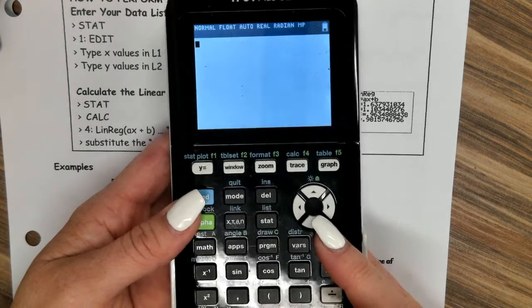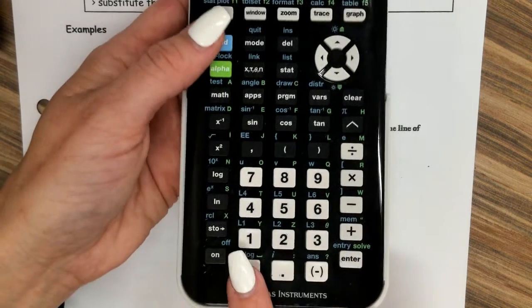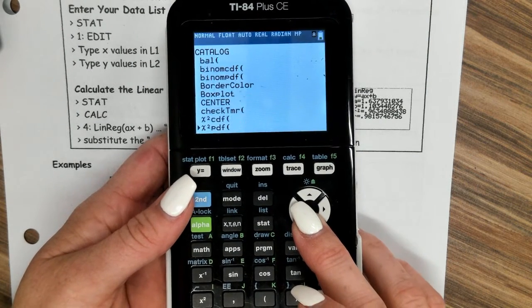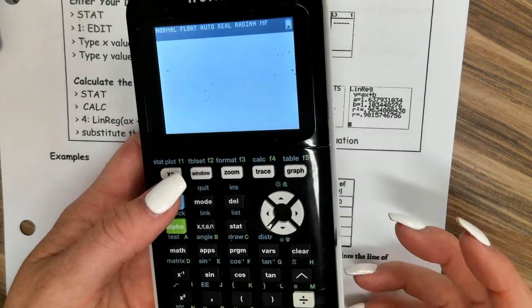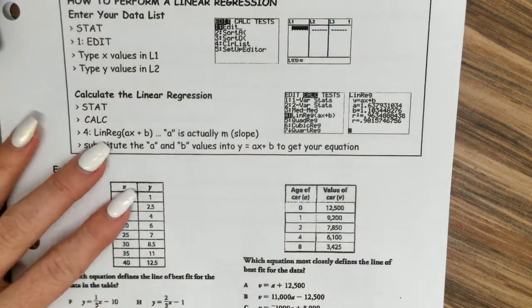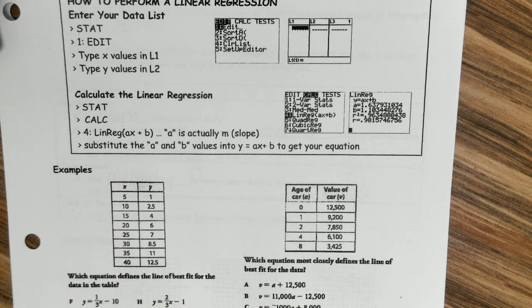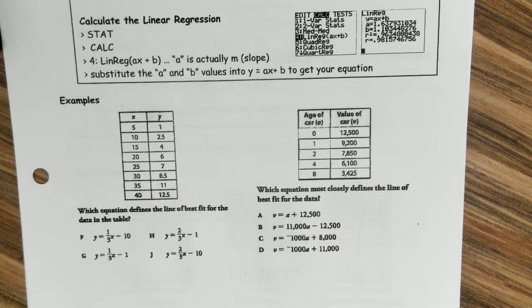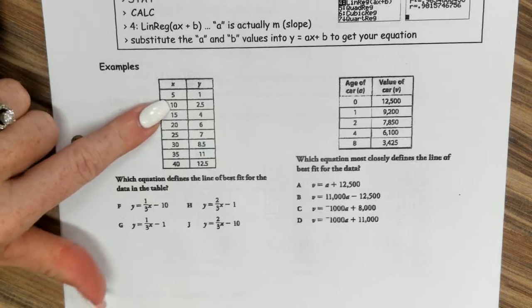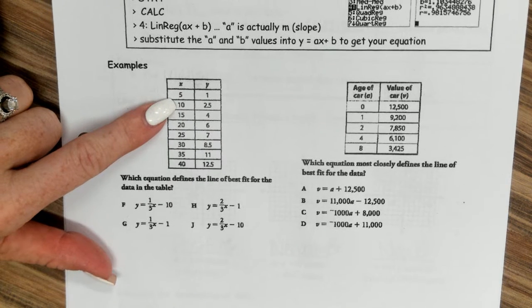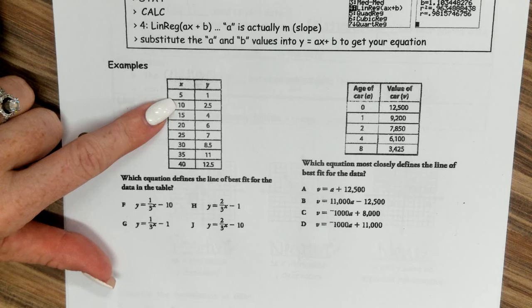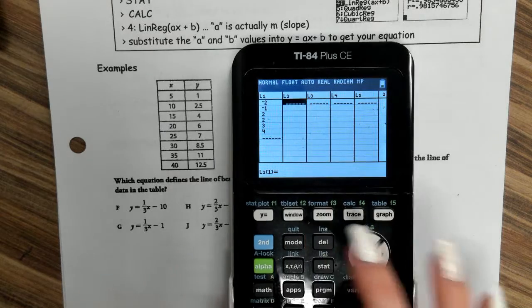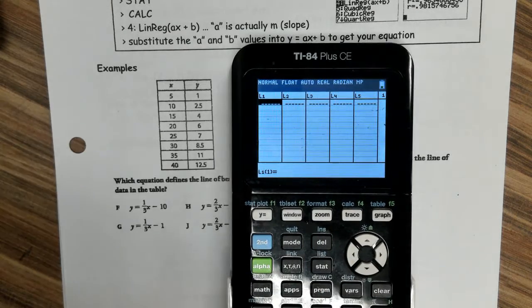So I'll say it again for those of you that missed it. Hit second 0 to get to the catalog. Then scroll down to diagnostics on, hit enter, enter. Any questions? Okay, so it'll work now. All right, so how do you calculate the linear regression? Well, you're going to get your equation the same way I taught you from Friday. So everybody go to stat and put this table in. Remember the x's go in L1.